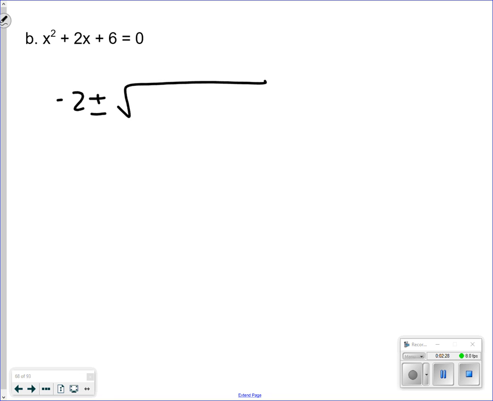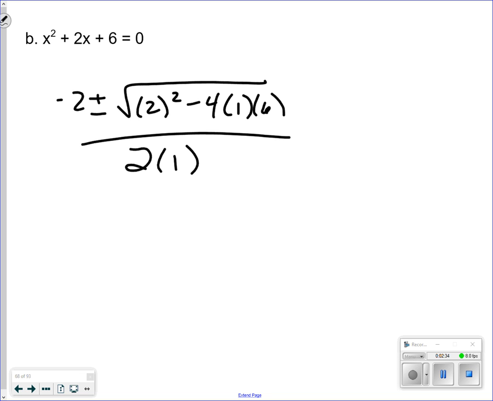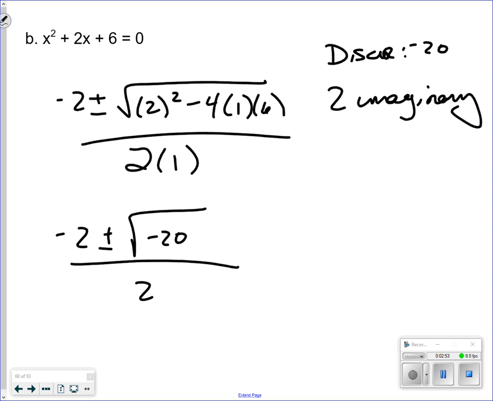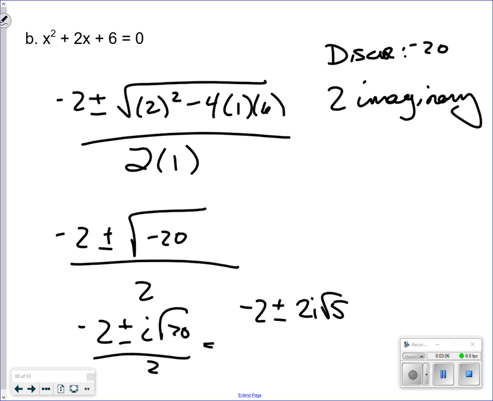Negative b plus and minus the square root of b squared minus 4ac all over 2a. Again, find the discriminant. 2 squared minus 4 times 1 times 6 is negative 20. So again, off to the side, the discriminant is negative 20. Therefore, there's two imaginary solutions. Finish solving. Well, I need to take an i out because it's a negative. Square root of 20 simplifies into 2 square root of 5.